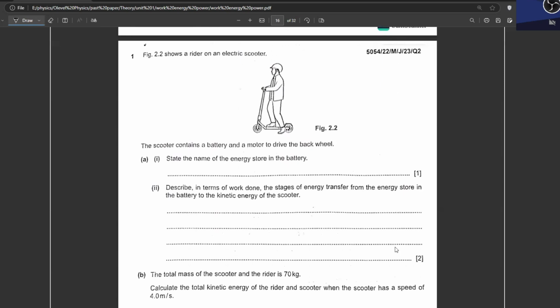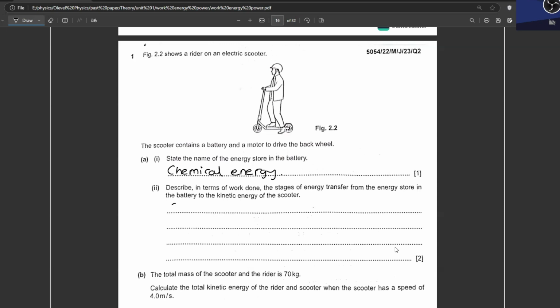Figure 2.2 shows a rider on an electrical scooter. The scooter contains a battery and a motor to drive the back wheel. State the name of energy stored in the battery. Chemical energy. Describe in terms of work done the stages of energy transfer from the energy stored in the battery to the kinetic energy of the scooter.